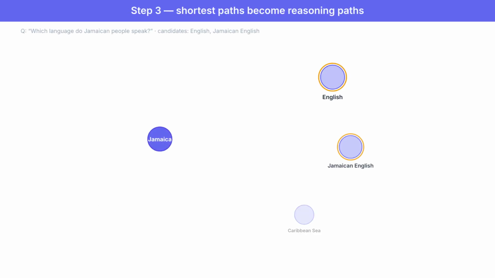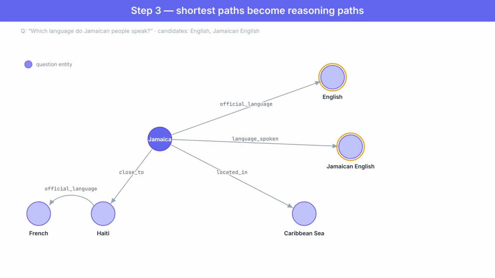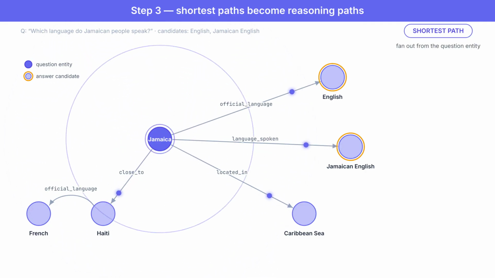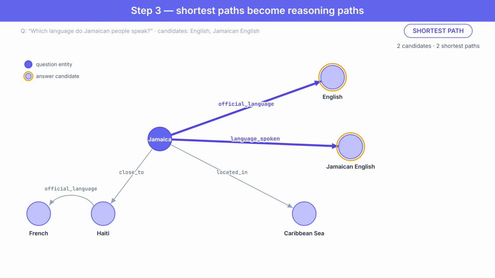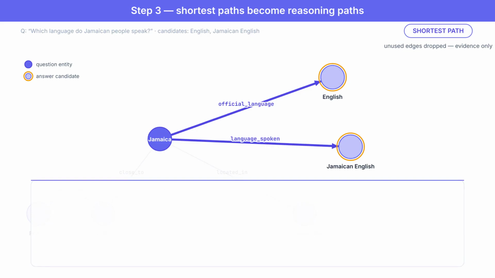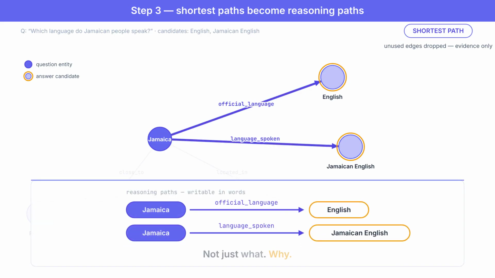Here is the move that turns a node classifier into an actual retriever. Take every question entity, take every candidate answer, and extract the shortest path between them through the graph. Jamaica to English by way of official language. Jamaica to Jamaican English by way of language spoken. Those paths are the evidence, not merely what the answer is, but why it is the answer. And unlike a node score, a path is something you can write down in words.